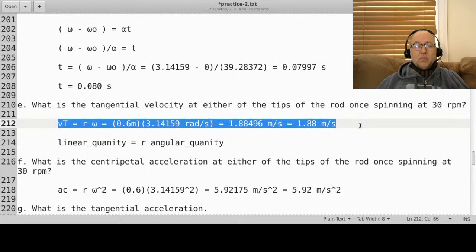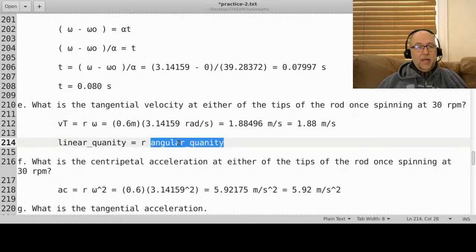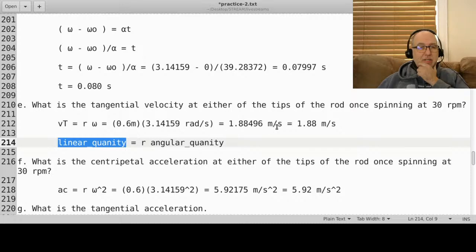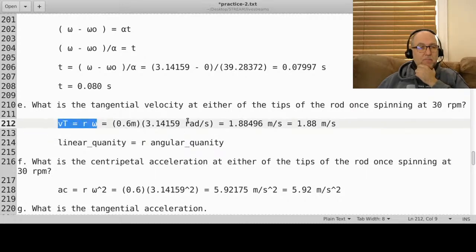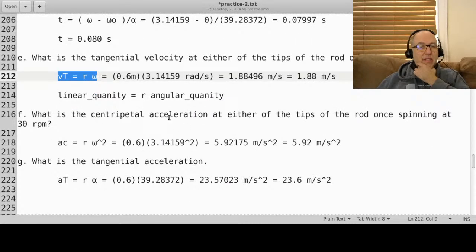All right, I hope that was clear. I hope that clarifies things about the relationship between angular quantities and linear quantities, and why we have to use radians for these angular quantities in order to relate them. Okay, here's another one that relates an angular and a linear quantity.